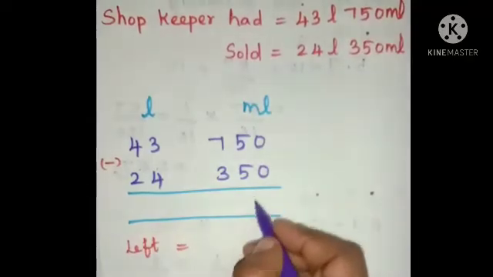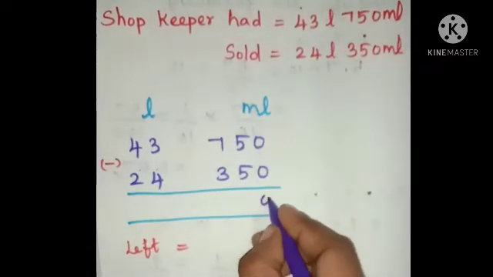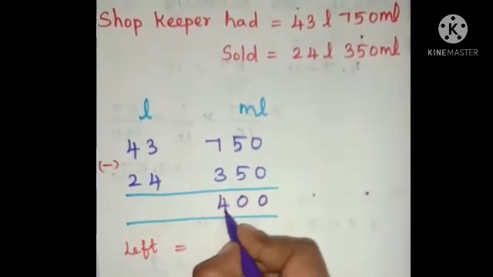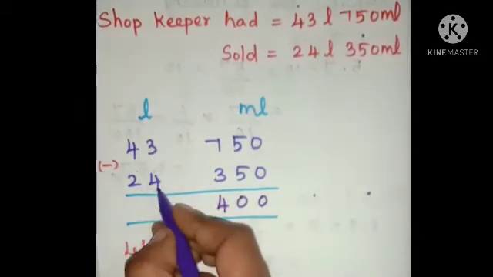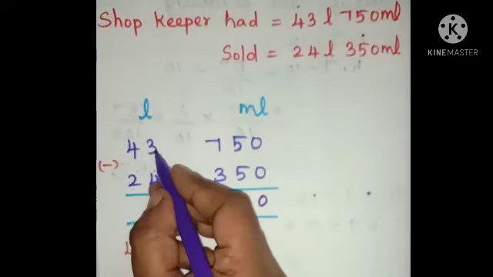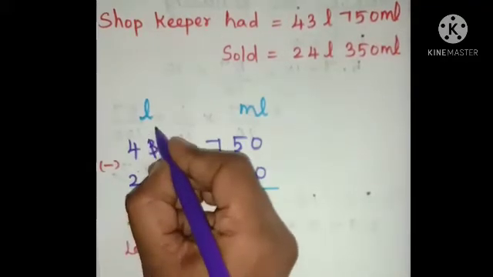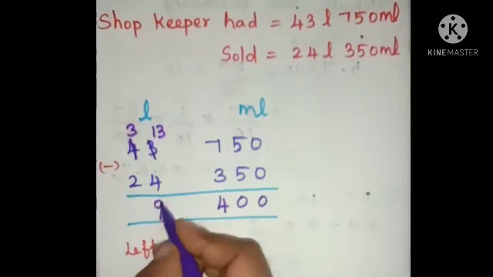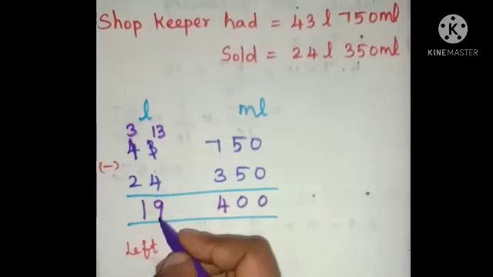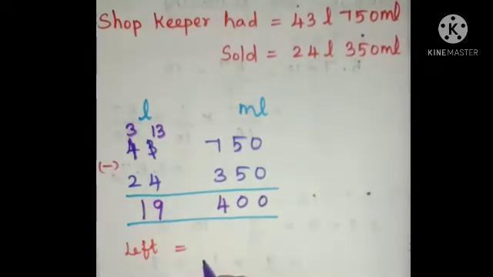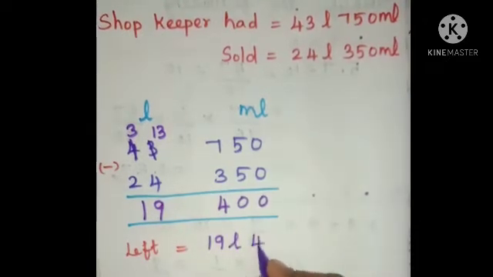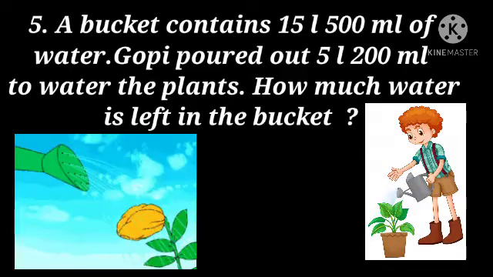We have to start from milliliters. 0 minus 0, 0. 5 minus 5, 0. 7 minus 3, 4. 400 milliliters. 3 minus 4. We can't subtract 4 from 3. Borrow 1 from 4. So it becomes 13. Now 4 becomes 3. 13 minus 4, 9. 3 minus 2, 1. Therefore, the oil left with him is 19 liters 400 milliliters.